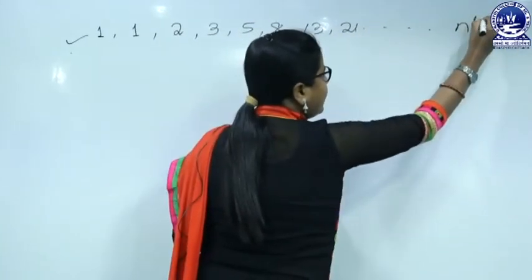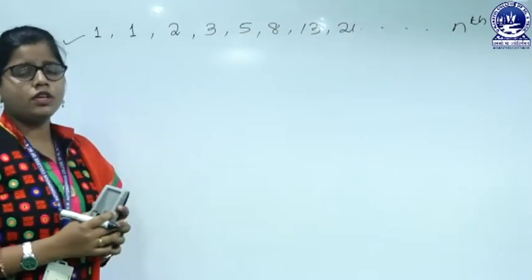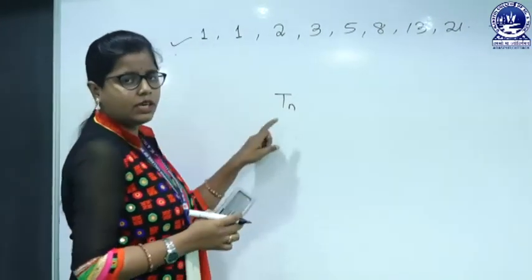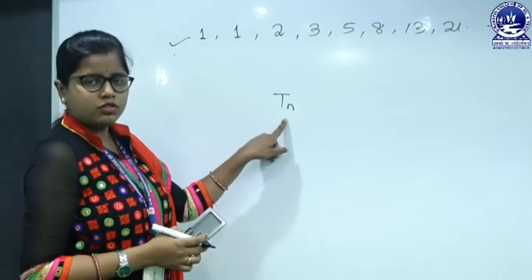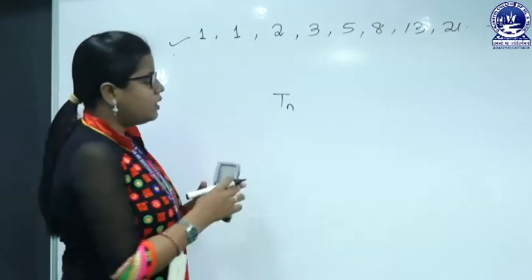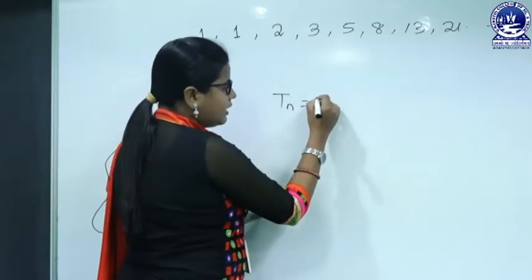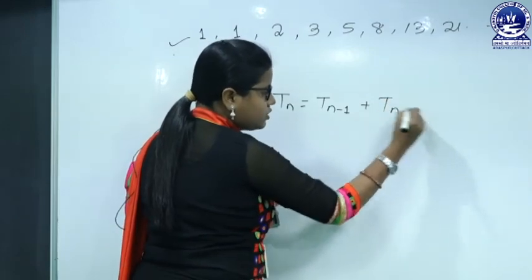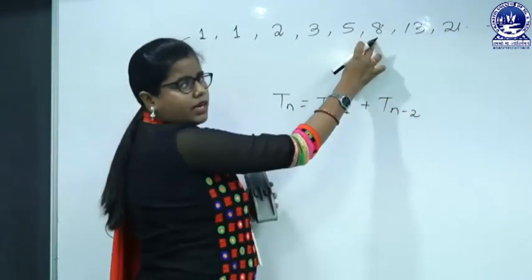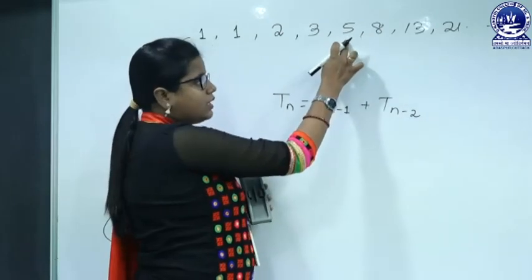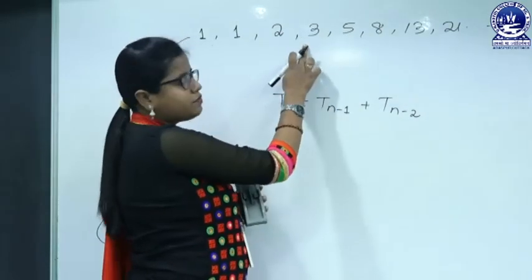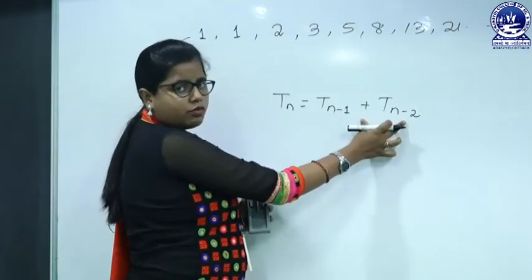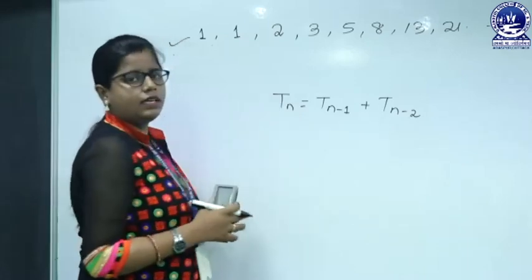Suppose this is our nth term. So what actually are we doing? Suppose we want the term n, the nth term we want to find. So how will we get the nth term? We can get it by adding the n minus 1 term plus the n minus 2 term. Suppose this is our nth term, then this one is the n minus 1 term and this one is the n minus 2 term. So we will add these two terms, then we will get the nth term.